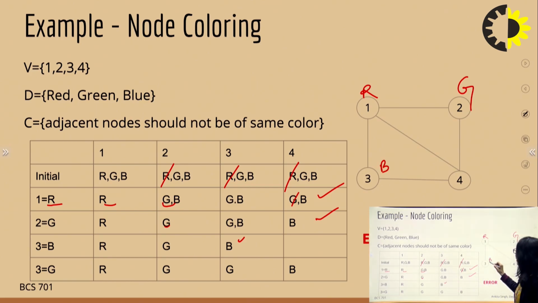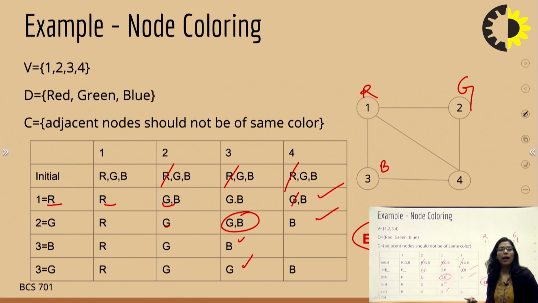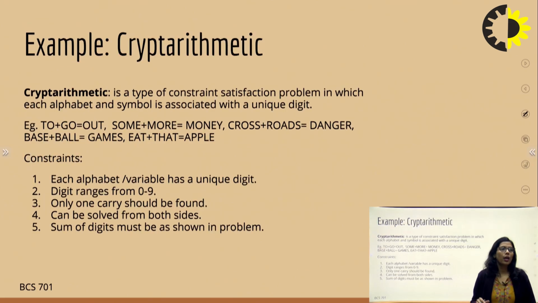Okay. Now, when I put blue here, I can find out that 4 can neither be red nor green, and it cannot be blue also. So this will be my error condition. So what I will do, I will backtrack and, instead of B, I will give 3 the green color, because it can be either G or B, right? Green or B. So in 4, I will ultimately have my B color. Okay. So this is my node coloring example.